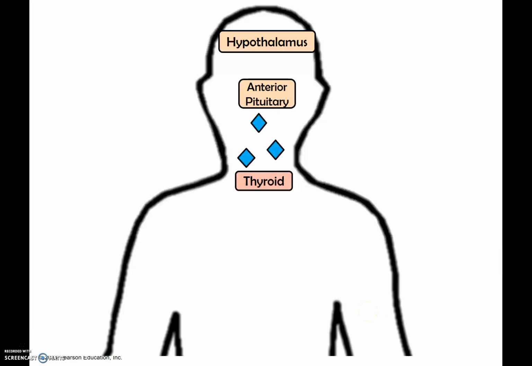In response, the anterior pituitary releases its own hormone that targets the thyroid gland. So the thyroid is a gland that releases hormones. When these blue diamonds attach or travel to the thyroid gland, its response is to release thyroxine. Thyroxine is the hormone that comes from the thyroid, and it regulates metabolism throughout your body.